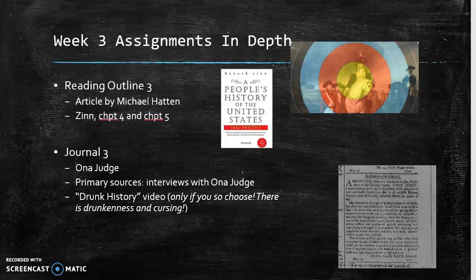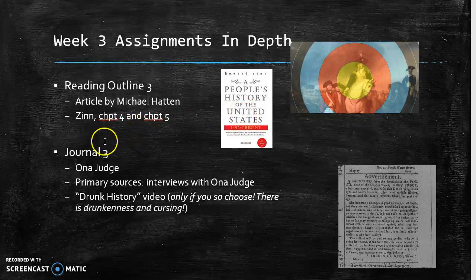Okay, so your week 3 assignments in depth. You have your reading outline 3 due this week. What that is going to encompass is an article about historiography by Michael Hatton. This is a picture from that article. I'll just remind you again here that historiography is the study of how historians have interpreted the past. I think the article explains it all really well. So you'll read the article, you'll answer the questions about it in Reading Outline 3. Then you're going to read Zen Chapter 4 and 5.